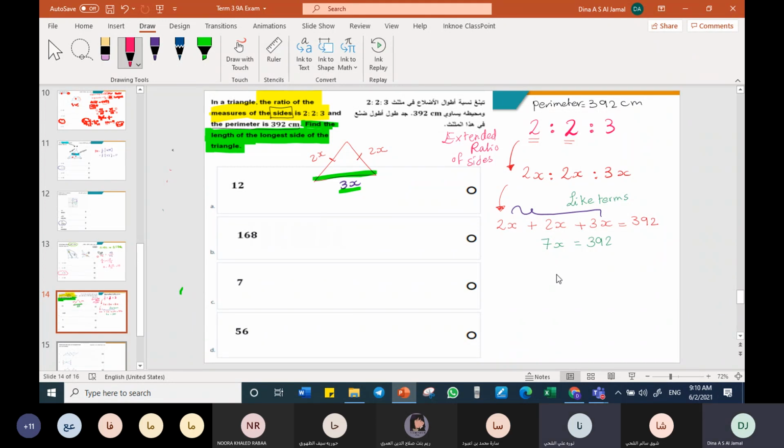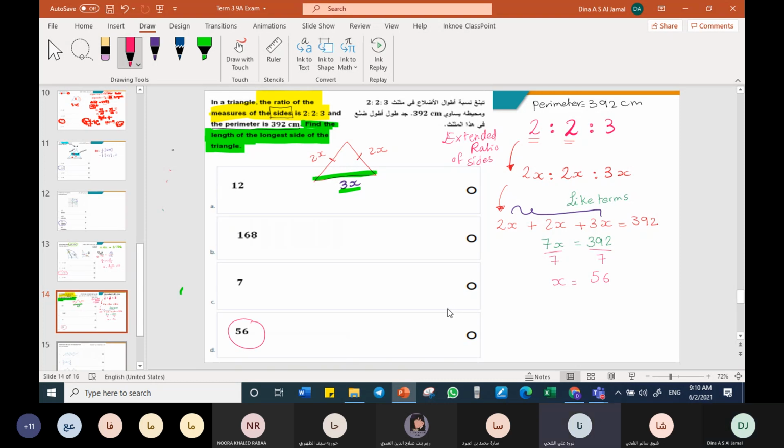What shall I do to find x? 392 divided by 7. Divide by 7 on both sides. Now how can I get x? 56. Excellent. Can I go directly and choose 56?